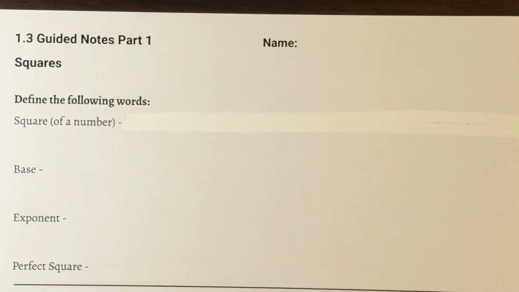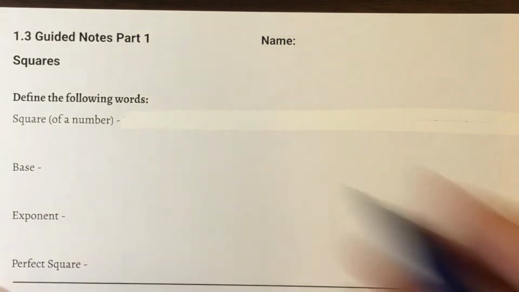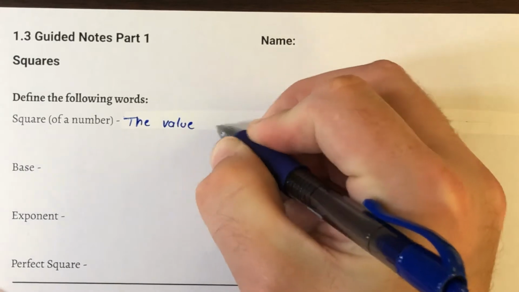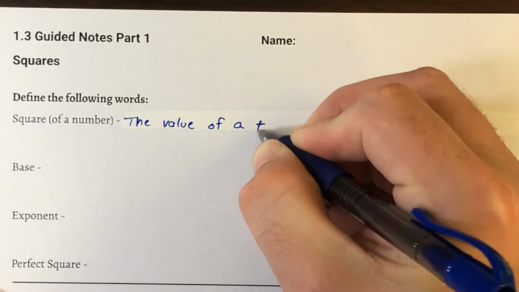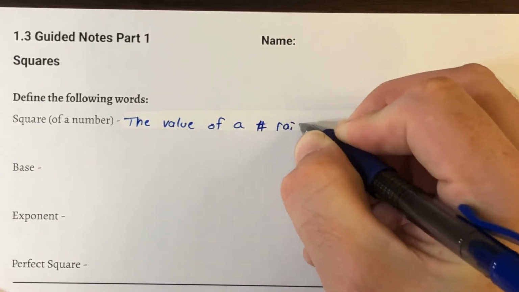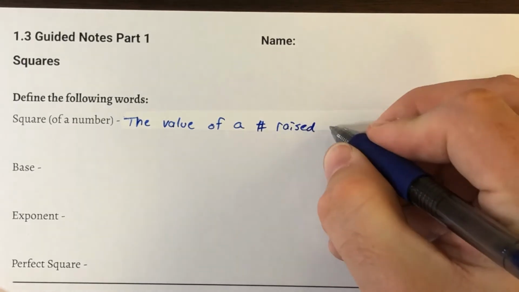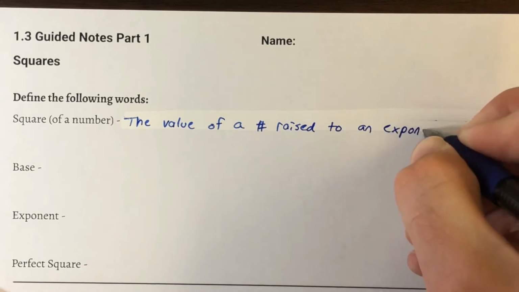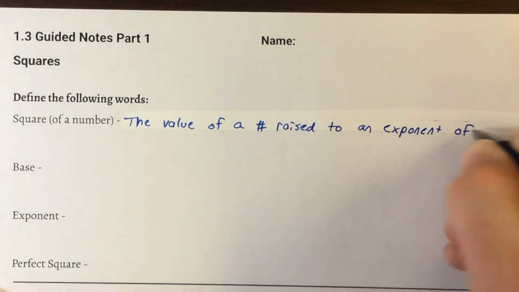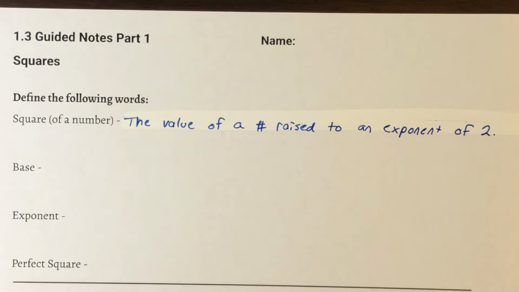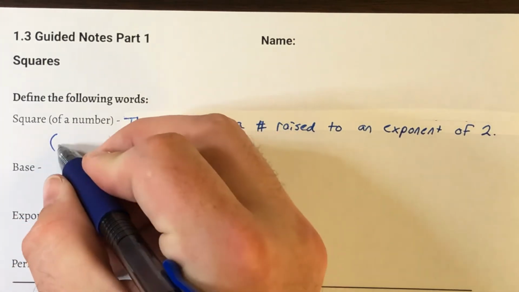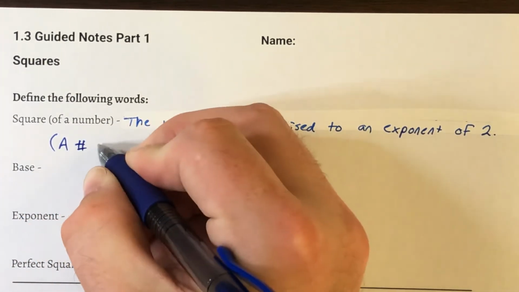So our first vocab term is square of a number. This is the value of a number raised to an exponent of 2. So the value of a number raised to an exponent of 2. Basically, this means a number times itself.